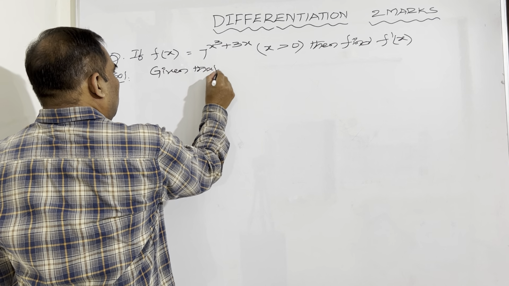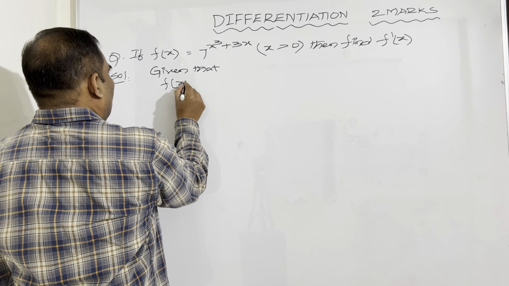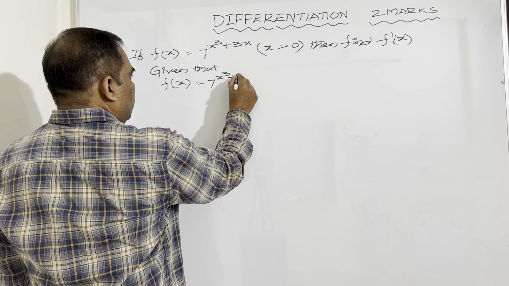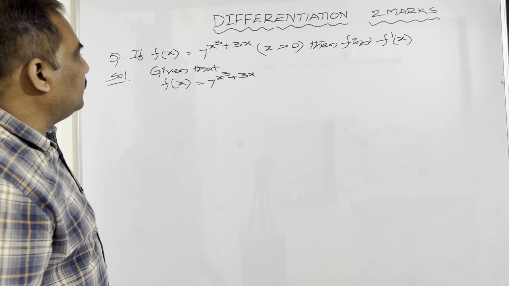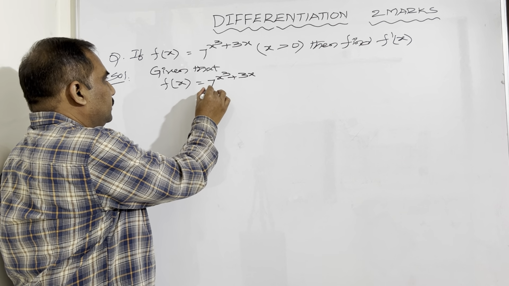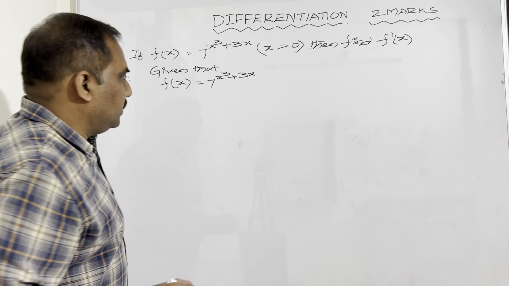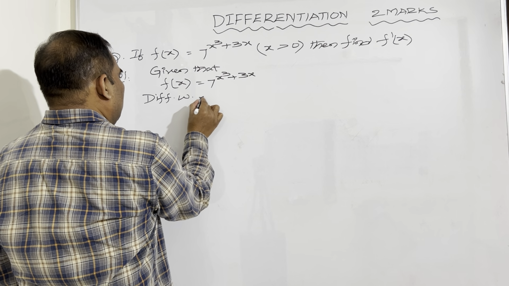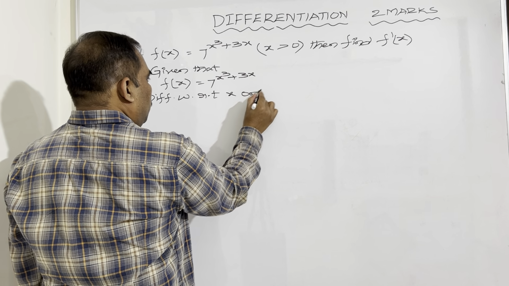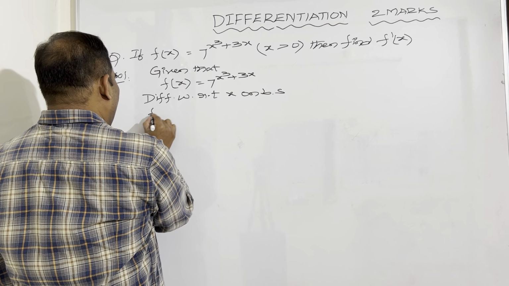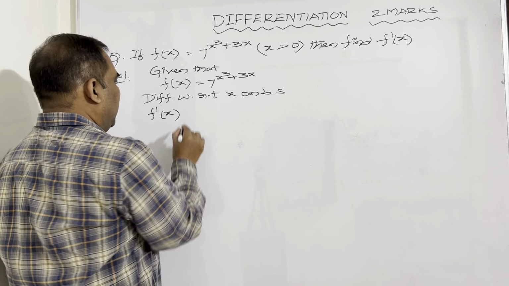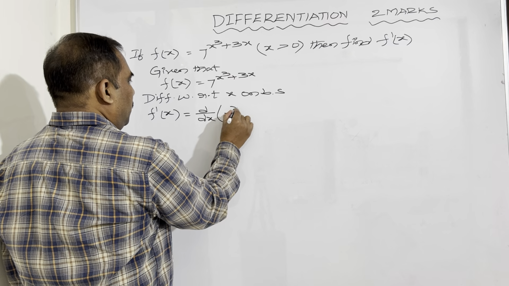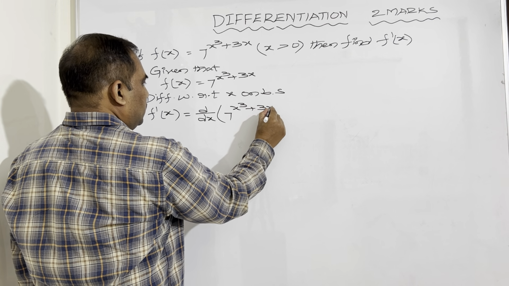f of x is equal to 7 to the power of x cube plus 3x. This is given. f of x is equal to 7 is base, 7 to the power of x cube plus 3x. So now differentiating with respect to x on both sides. So now f dash x is equal to d by dx of 7 to the power of x cube plus 3x.